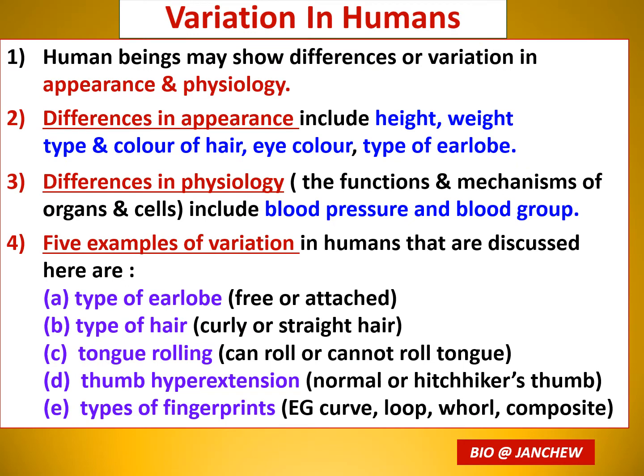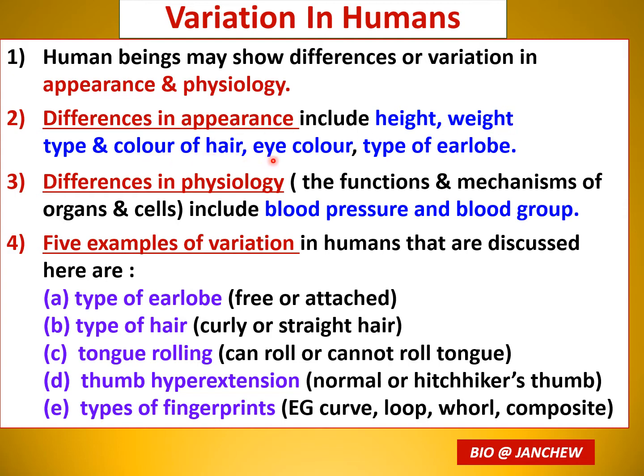Now let us study variation in humans. Human beings may show differences or variation in their appearance and physiology. Differences in appearance include height. Some people are short, some are medium height, some are tall. Weight: some people are very thin, some people are medium sized, and some people may be fat.